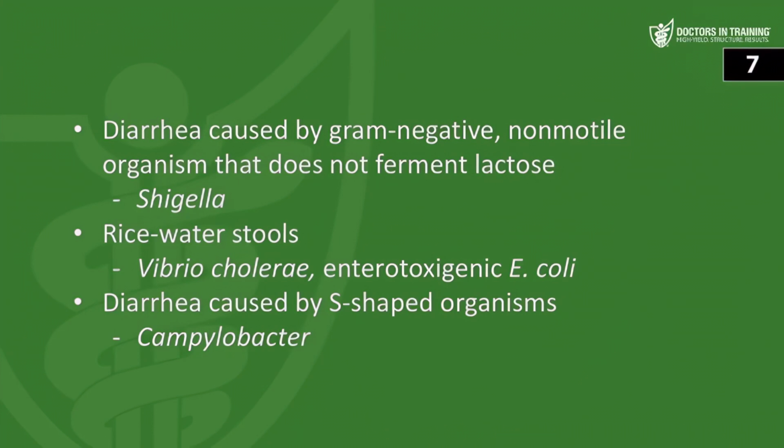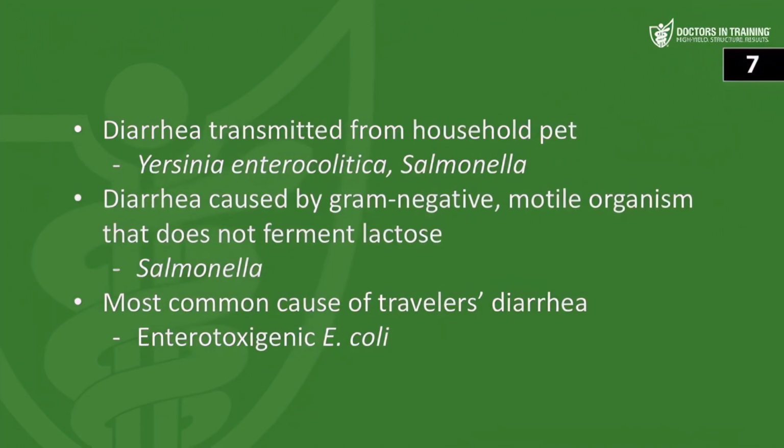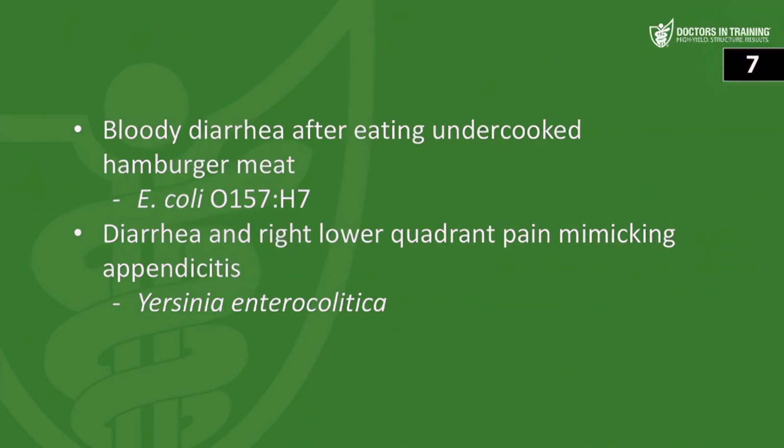Diarrhea caused by an S-shaped organism. That's Campylobacter. Diarrhea transmitted from a household pet. Two gram-negative rods from our discussion will fit here. It could be either Yersinia enterocolitica or Salmonella. Remember Salmonella from reptiles. Diarrhea caused by gram-negative motile organism that does not ferment lactose. Now this one is Salmonella. The most common cause of traveler's diarrhea, enterotoxigenic E. coli. Bloody diarrhea from eating undercooked hamburger meat. This is E. coli O157:H7.